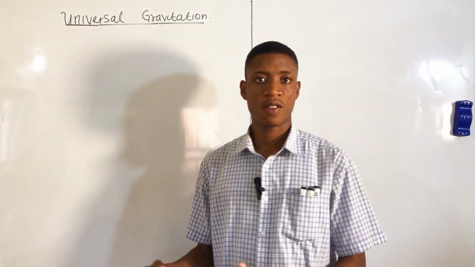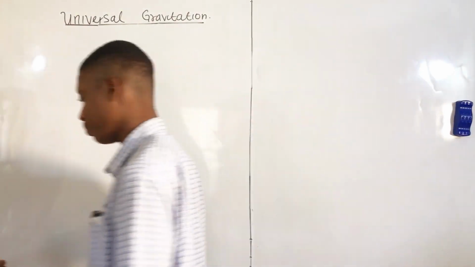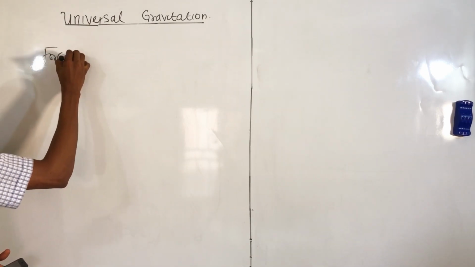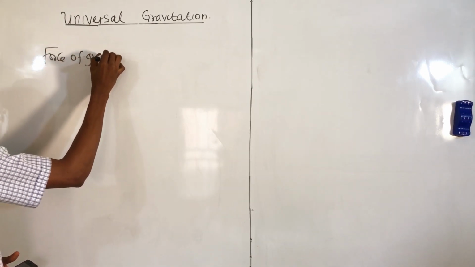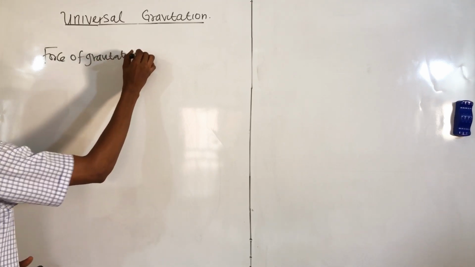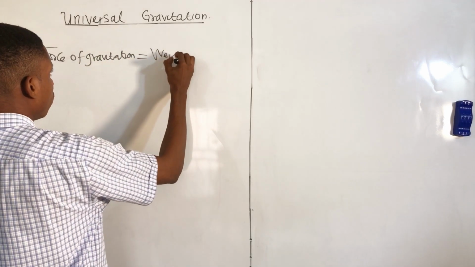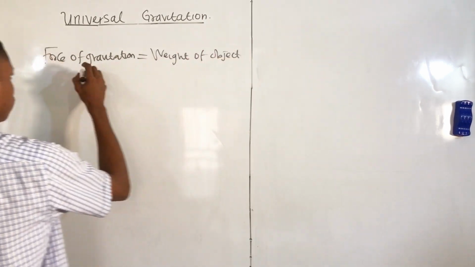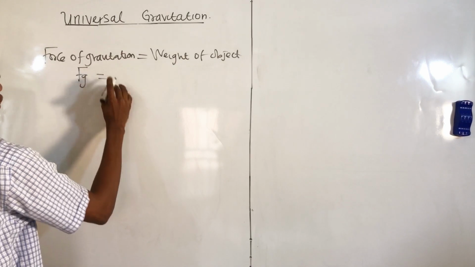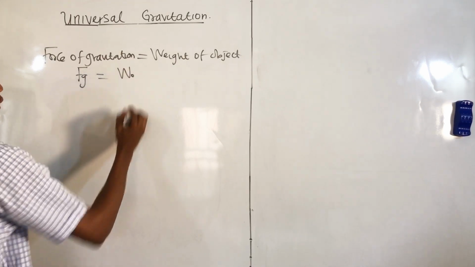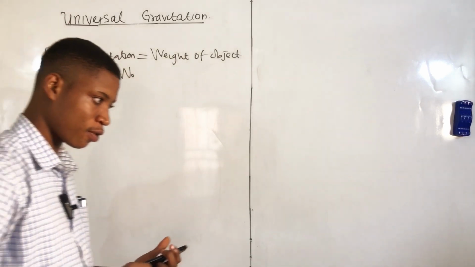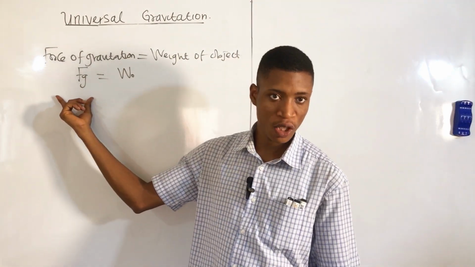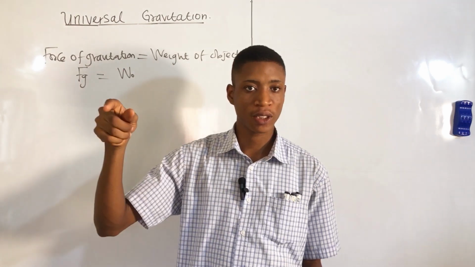Of course, in this case now we'll be looking at a case where the force of gravity is equal to the weight of an object. Force of gravity is equal to what? The weight of an object. There are some cases where we have the force of gravity between two objects equal to the weight of the object.